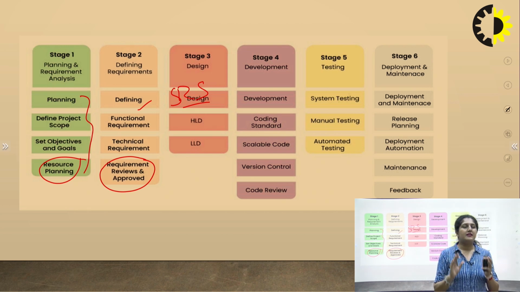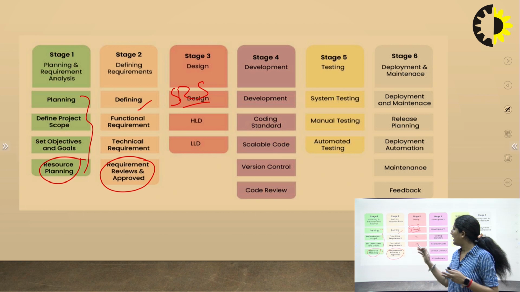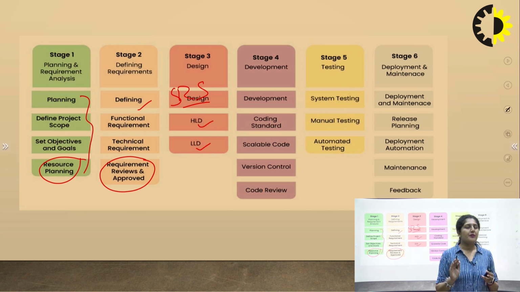Then, in this designing phase, there will be high level designing as well as low level designing. High level and low level designing means there will be a series of diagrams: activity diagrams, UML diagrams, DFD diagrams, flow charts, deployment diagrams. All the diagrams come under this designing phase.